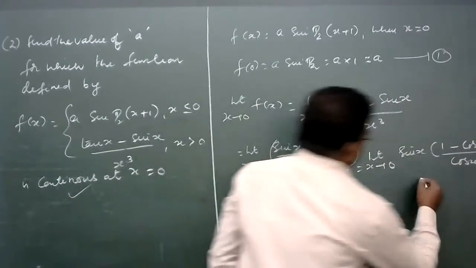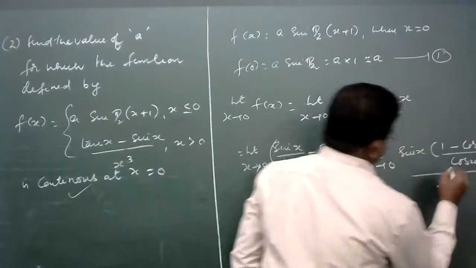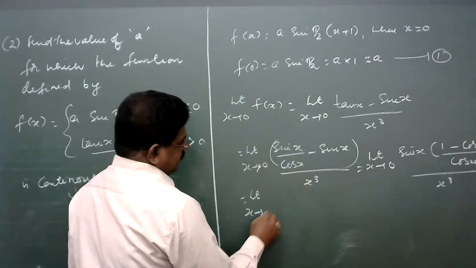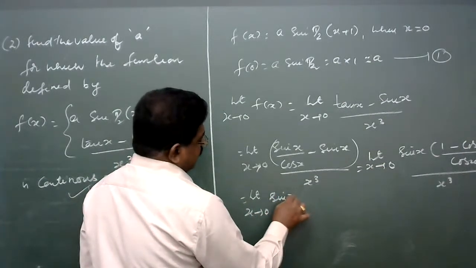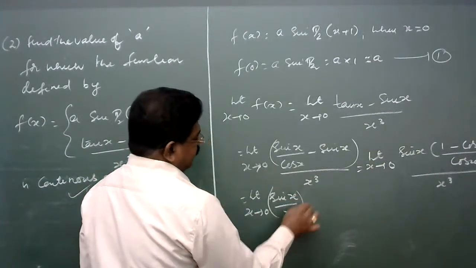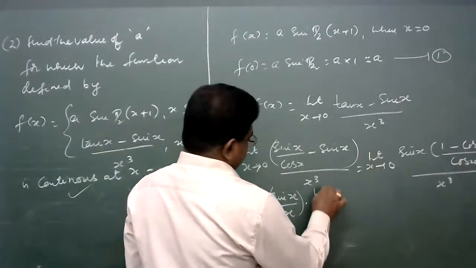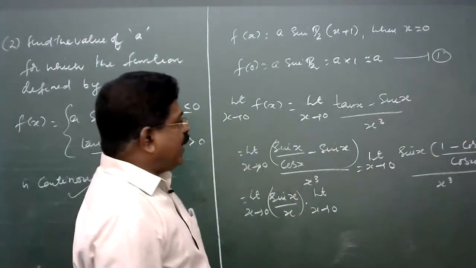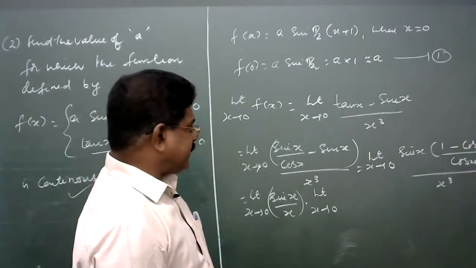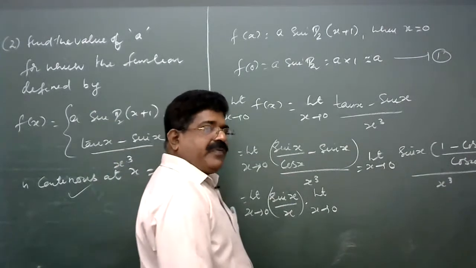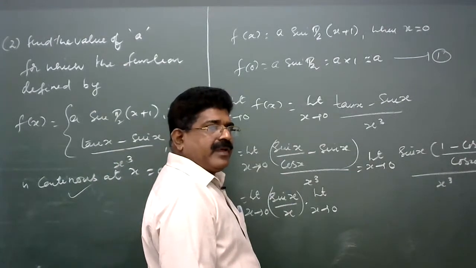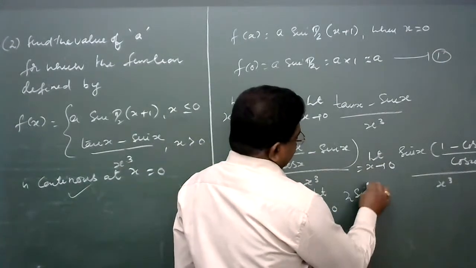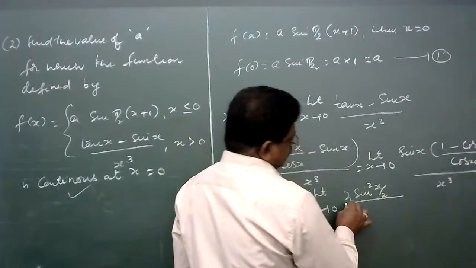Clear? The whole upon x to the power 3. Now this is equal to limit x tends to 0 of sin x upon x, which I have taken, into the limit x tends to 0 of 1 minus cos x. Anybody? Half angle formula? 1 minus cos x is 2 times sine squared x by 2.